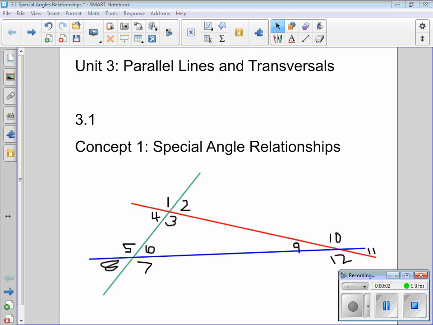All right, hello everybody. This is Mr. Munson. We're in Unit 3, Parallel Lines and Transversals. I like this section a lot because, first of all, it's very quick and easy. The concepts are not too hard to get. Now, there's some memorization that you have to do, but if you do it right and think it right and listen to my advice, this is probably going to be one of the easiest units we do all year.